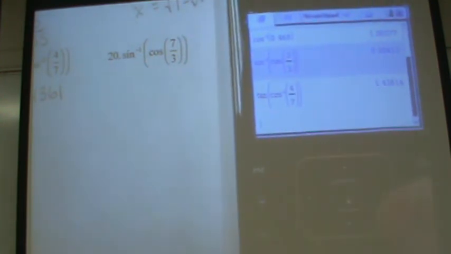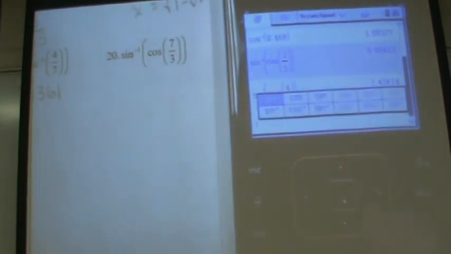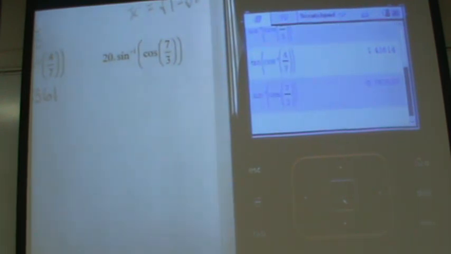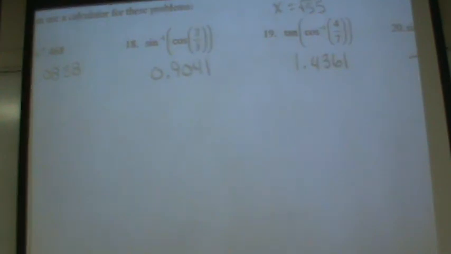And then our last one, we're going to go inverse sine of the cosine, and again entering the fraction, 7/3. We get negative 0.7625. So again, those last four are just plugging them into your calculator. And we're done.